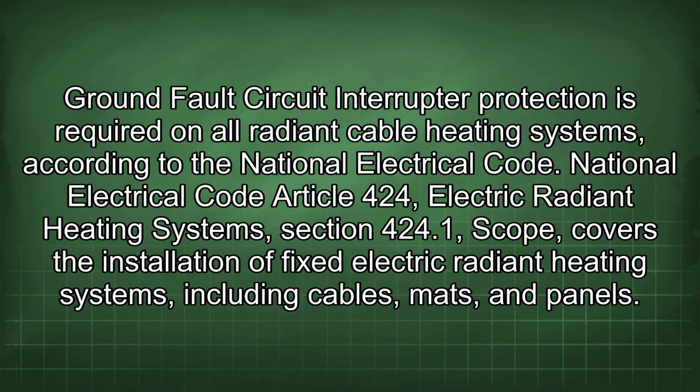Ground fault circuit interrupter protection is required on all radiant cable heating systems according to the National Electrical Code. National Electrical Code Article 424, Electric Radiant Heating Systems, Section 424.1, Scope, covers the installation of fixed electric radiant heating systems, including cables, mats, and panels.